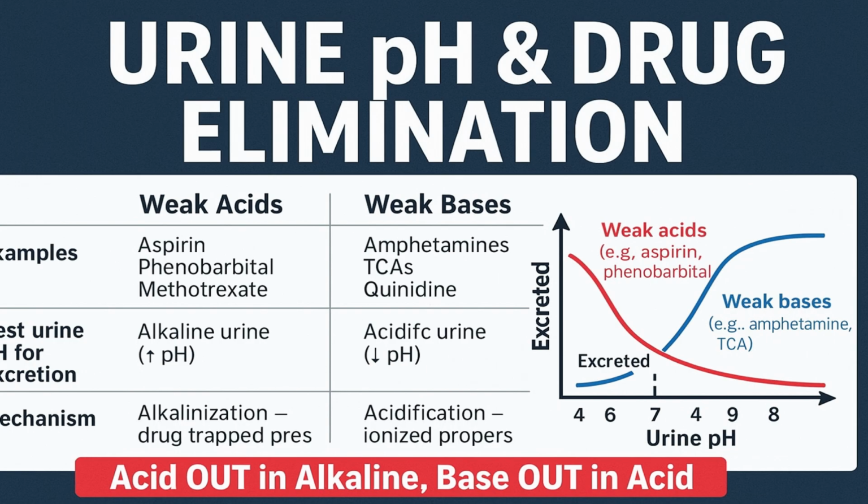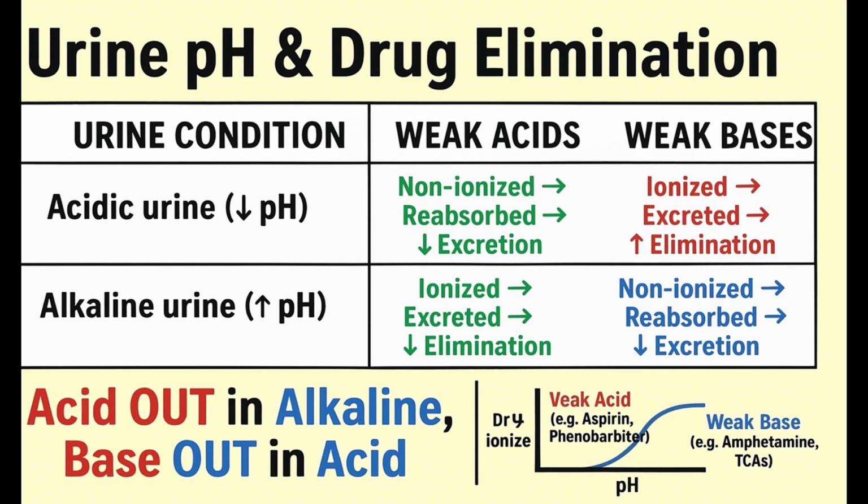Right, but things that are ionized, charged, water-soluble, they can't easily cross back. They get trapped in the urine and flushed out. So the trick is to change the urine pH to make the drug ionized. Exactly. It depends on whether the drug is a weak acid or a weak base. Let's take a weak acid overdose like aspirin or phenobarbital. How do we make an acid ionized? You put it in a basic, alkaline environment.